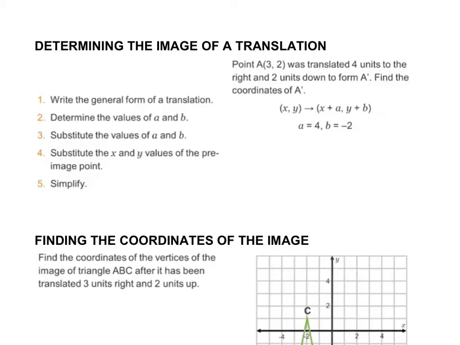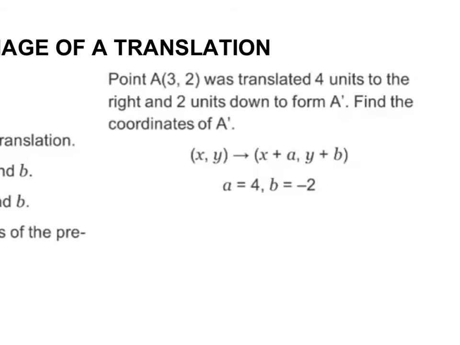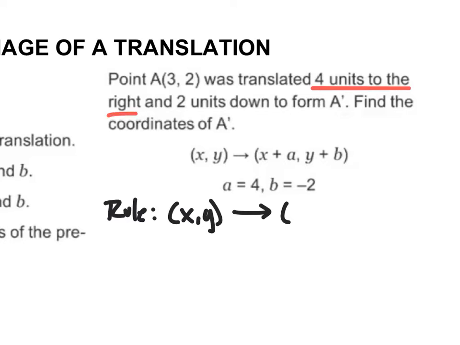So let's do this. What I want to do is write my mapping rule. In this case, we have x comma y, and we're going to transform it. I'm going to do x plus a, 4 units to the right. 4 units to the right means we're going to add 4, and we've also indicated that a is equal to 4. So I would write this as x plus 4.